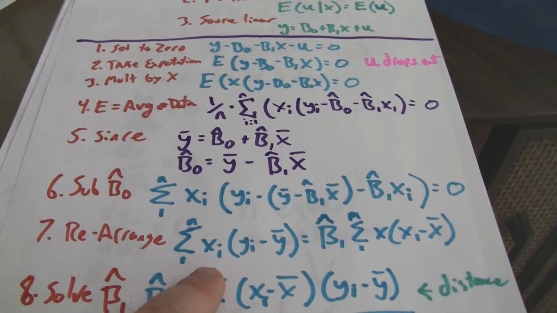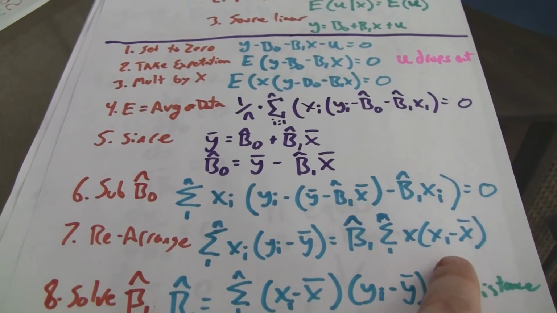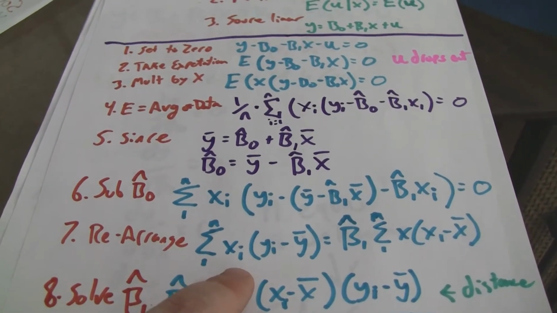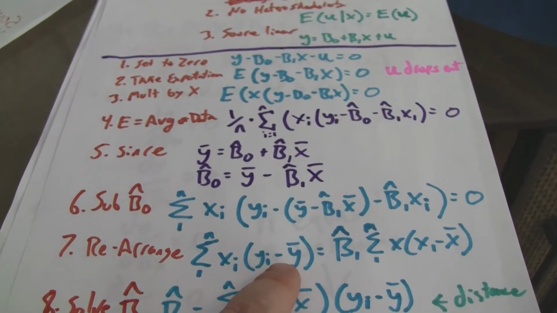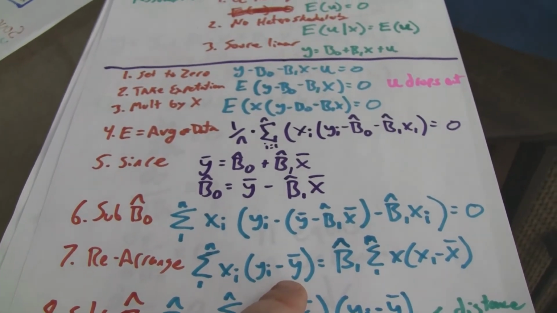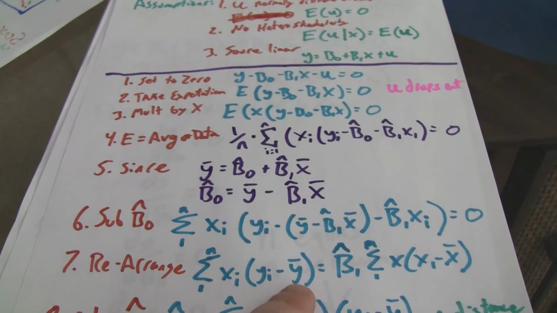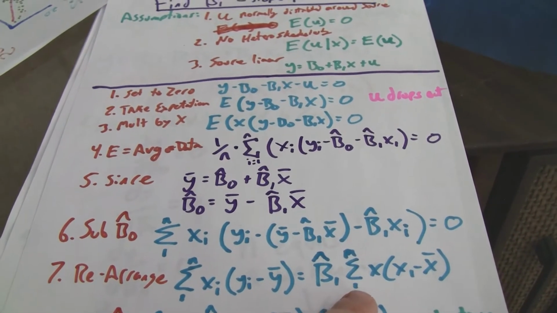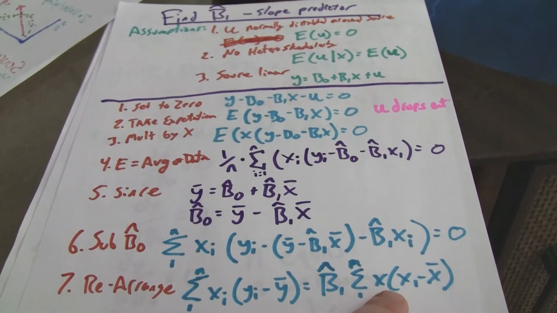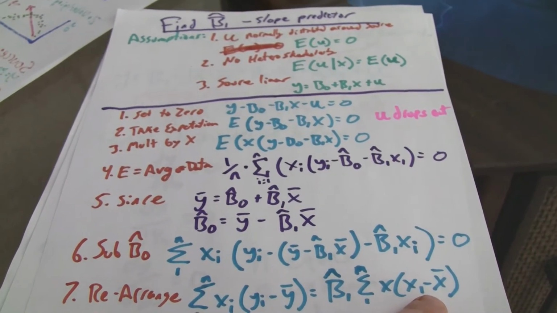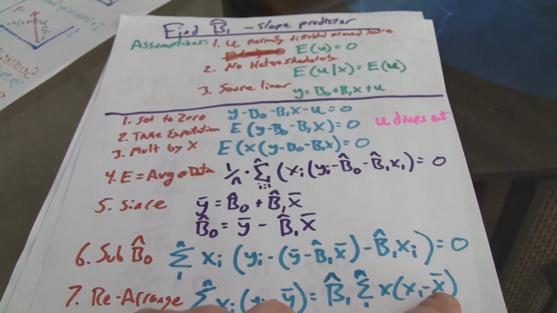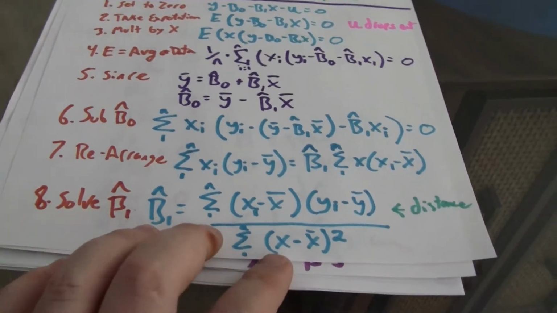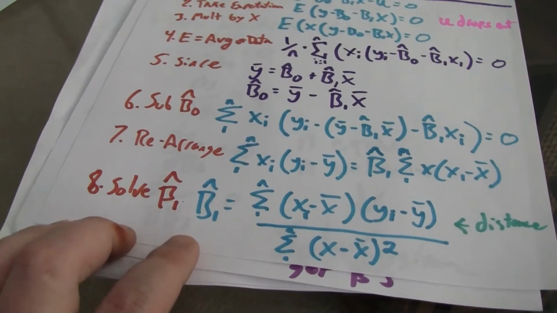And so then we can rearrange that and put some on the other side where the 0 was, so that the sum of xi times the distance between the observations and the average value of y is equal to beta 1 hat times the sum of xi times xi minus the average value of x. So all the observations minus the average value. And then we're going to solve for beta 1 hat.